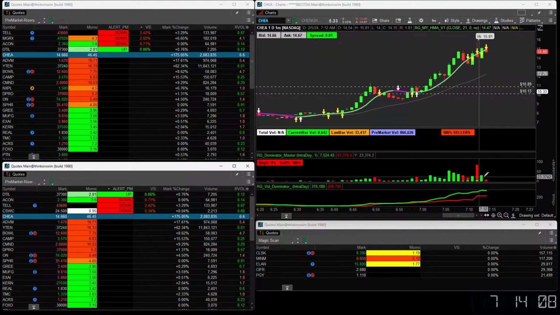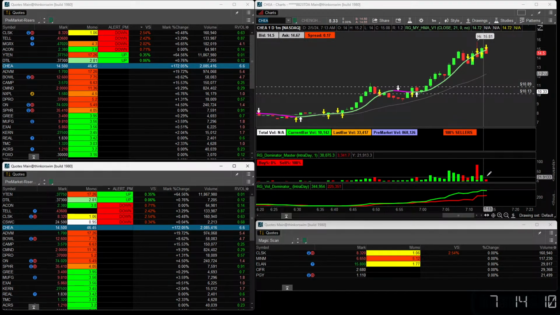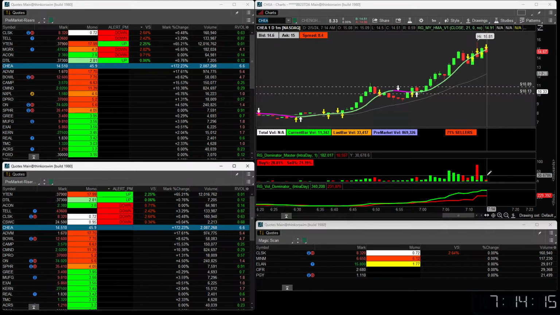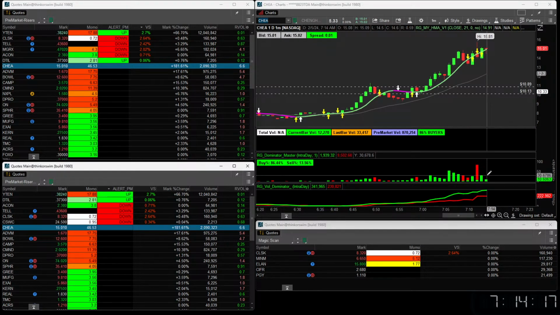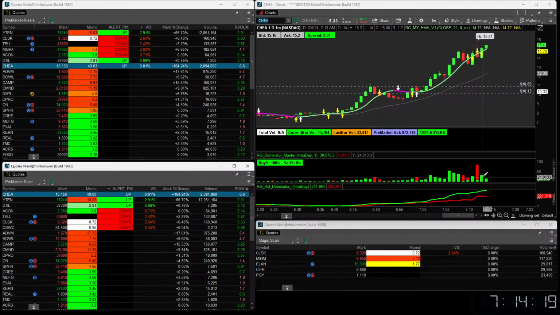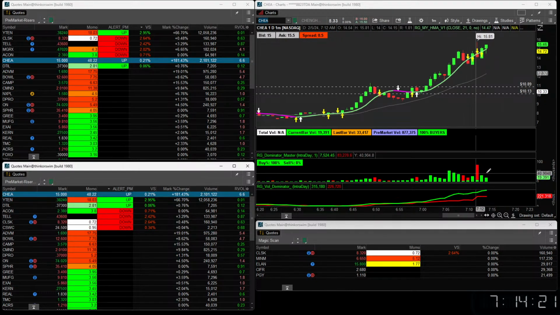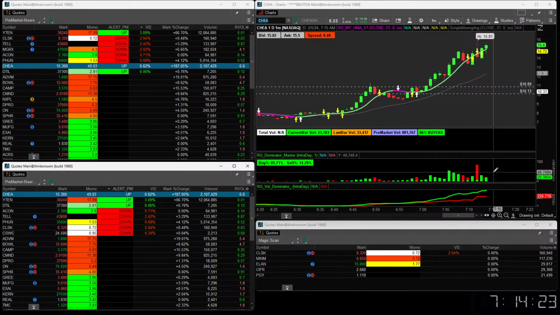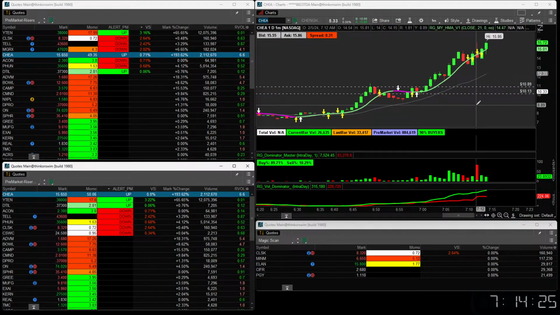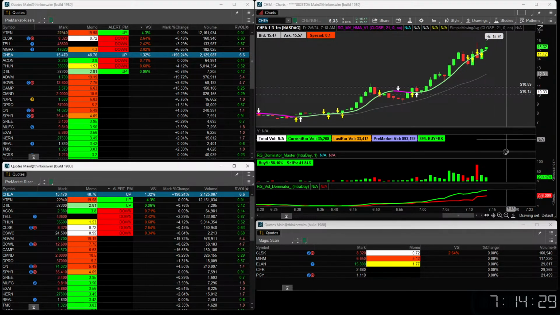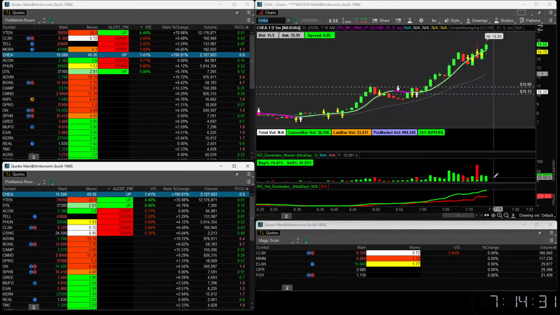You can see the red starting to come in, so we're going to probably be coming down some. These are profit takers. The stock is not selling off. They're just taking profit. Watching the green bars come back in.